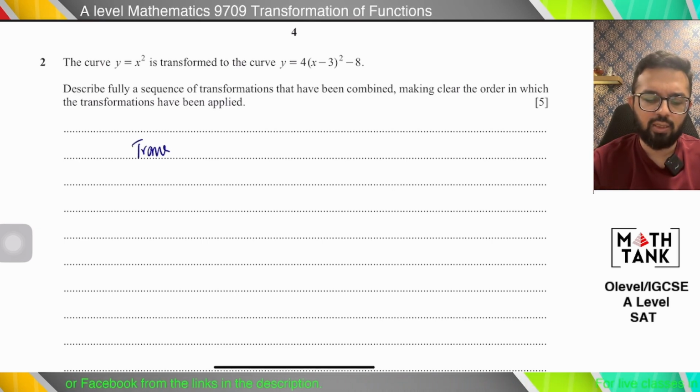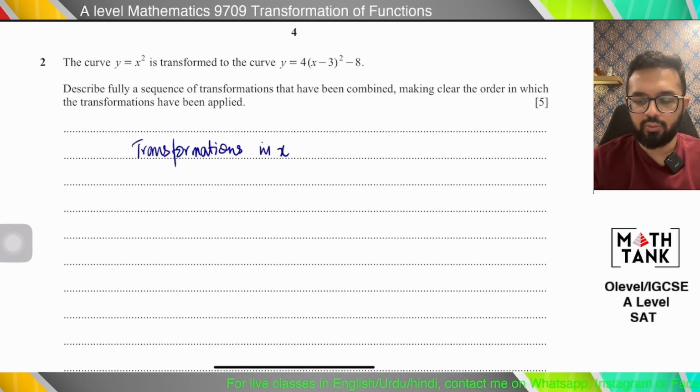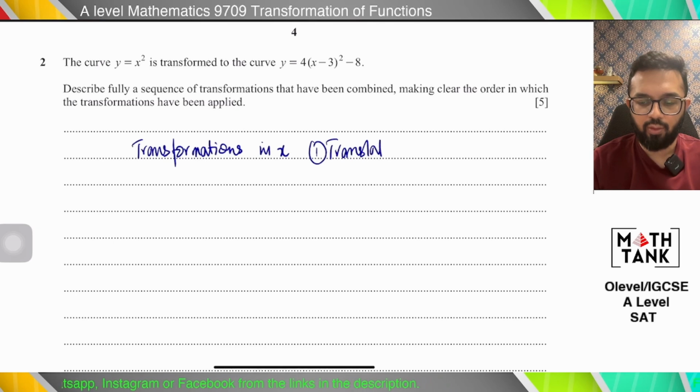The transformations in x, I'm going to call that the first one. The transformation in x is basically a translation of 3 units to the left, or with vector (3, 0) if you please. To the right, sorry, my bad, to the right. You do the opposite, so (3, 0), yeah.